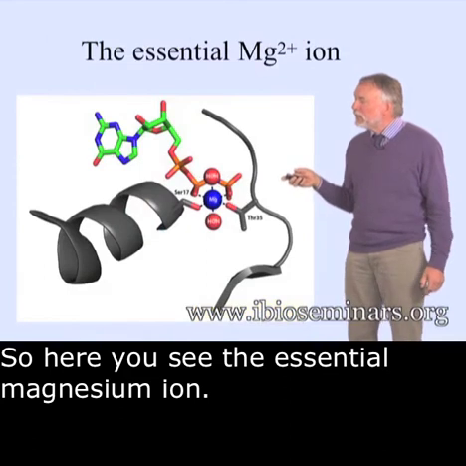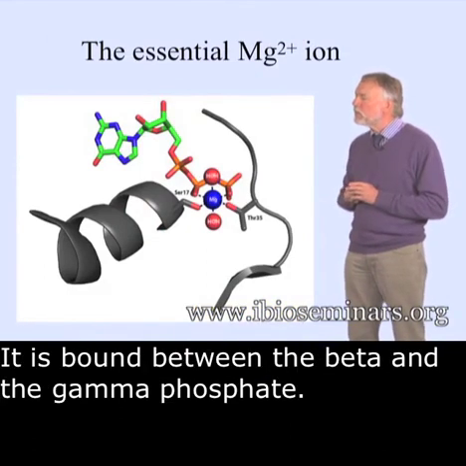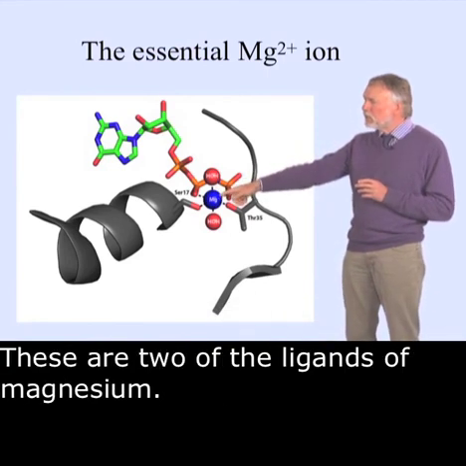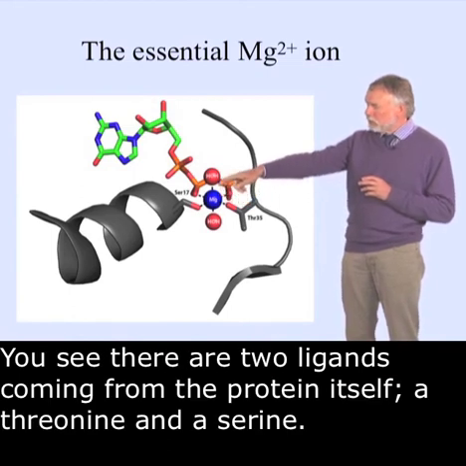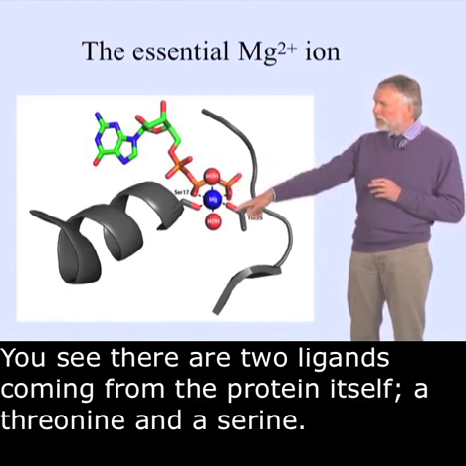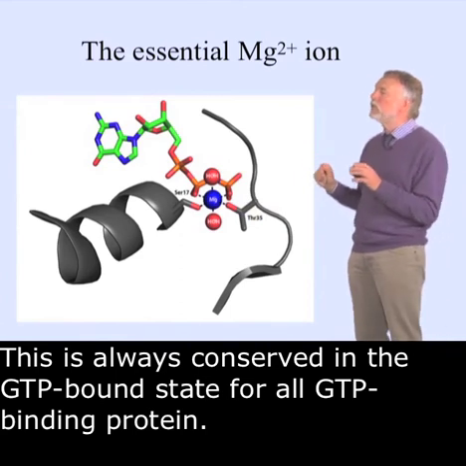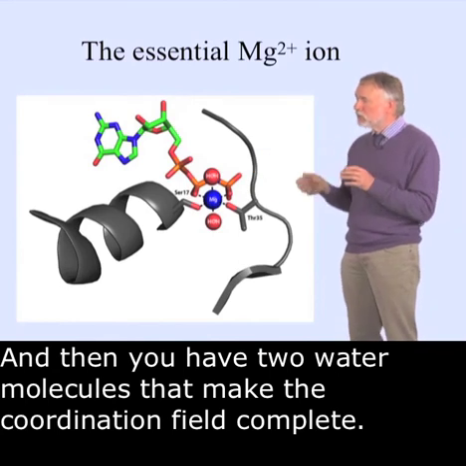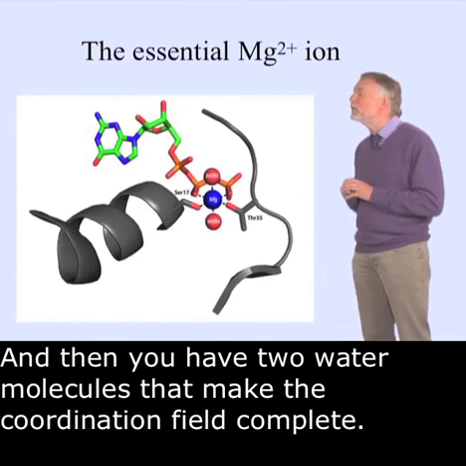Here you see the essential magnesium ion, how it is bound between the beta and the gamma phosphate. These are two of the ligands of magnesium. There are two ligands coming from the protein itself, a threonine and a serine, and this is always conserved in the GTP-bound state for all GTP binding proteins. And then you have two water molecules that make the coordination sphere complete.